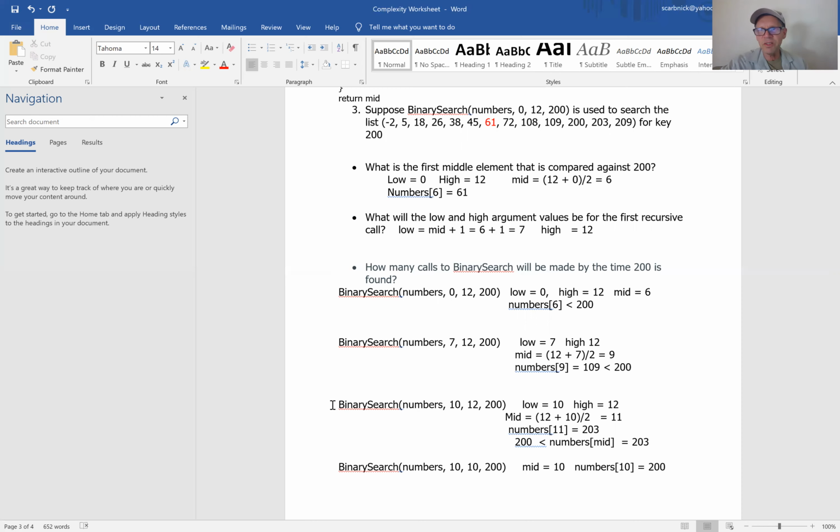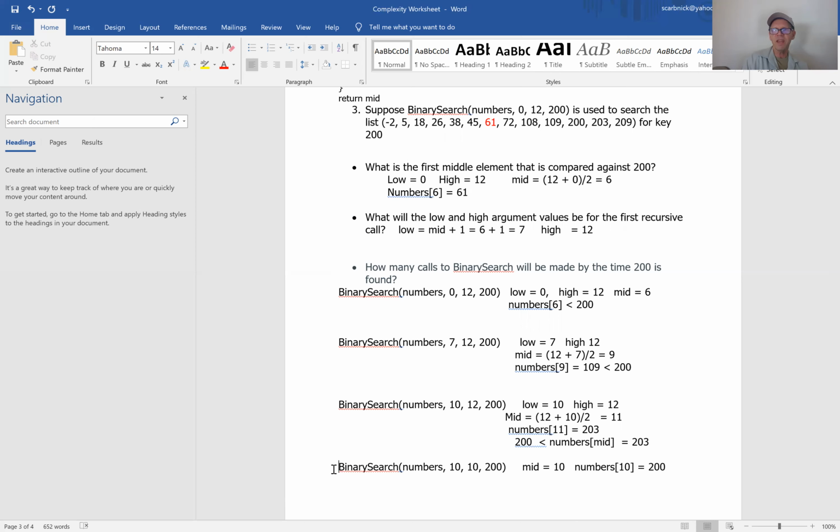So there's no reason to look to the right of 203. We'll only look to the left of mid. So your low is 10, and the one directly less than 11 is 10. So now both the low and the high are 10. So obviously the average is 10, and luckily numbers of 10 is 200.